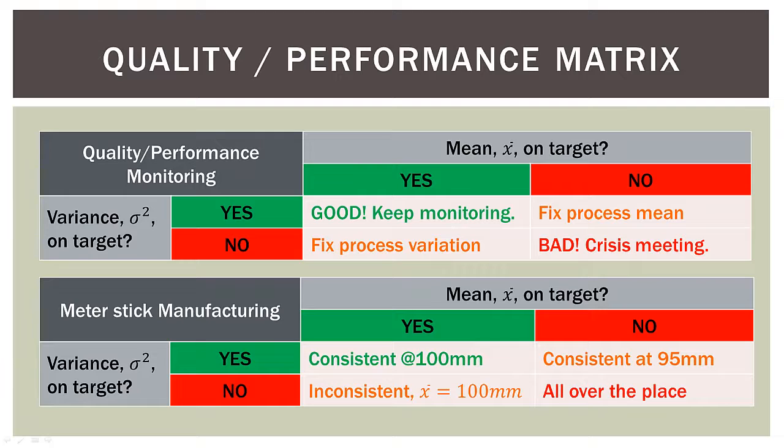Now what about if the mean is on target, but the variance is off target, down here in the lower left? Well, we're producing meter sticks that are on average 100 millimeters, which is good, but we're doing so inconsistently. So their lengths are all over the place, but when we average them out, they're 100 millimeters. Now, of course, if both of them are off, then we just have a basic mess. We have a bunch of sticks that aren't the right length, and they don't even average out to 100 millimeters, and we have a problem.